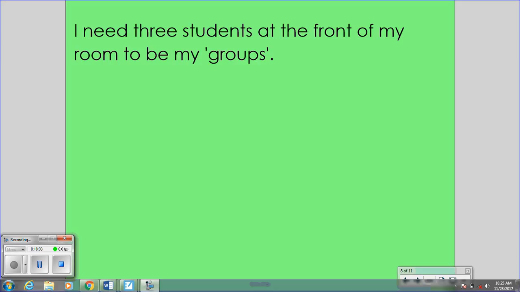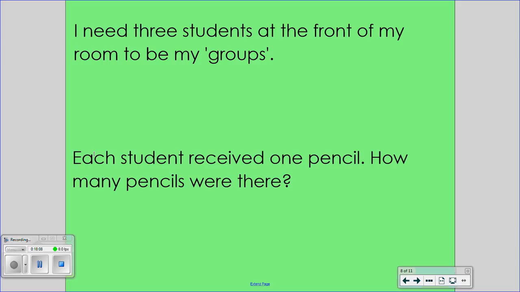I need 3 students up in the front of my room. This time I got Jordana, Cord, and Parker. Each student receives 1 pencil. Hold out your hands. How many pencils are there, or were there, McKenna? There are 3 pencils.